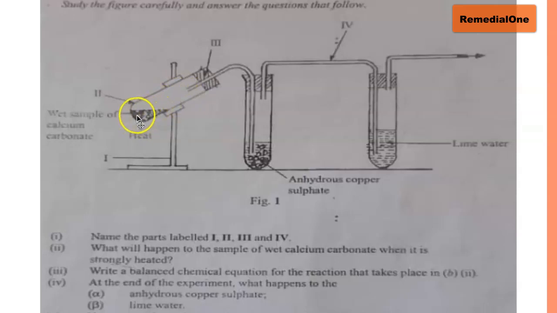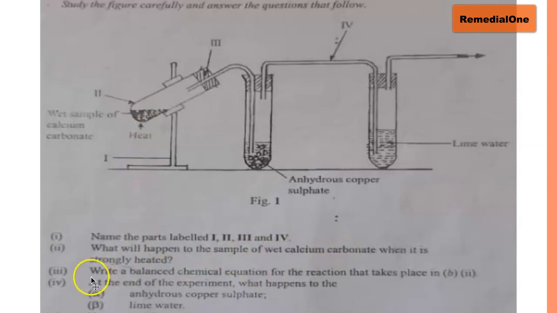So the first thing is that when you heat the wet sample, it will lose water in the first place. And then the second thing is that if you continue to heat, the calcium carbonate will decompose to give us calcium oxide and carbon dioxide, or carbon(IV) oxide. So that is exactly what will happen when you heat the wet sample of calcium carbonate.